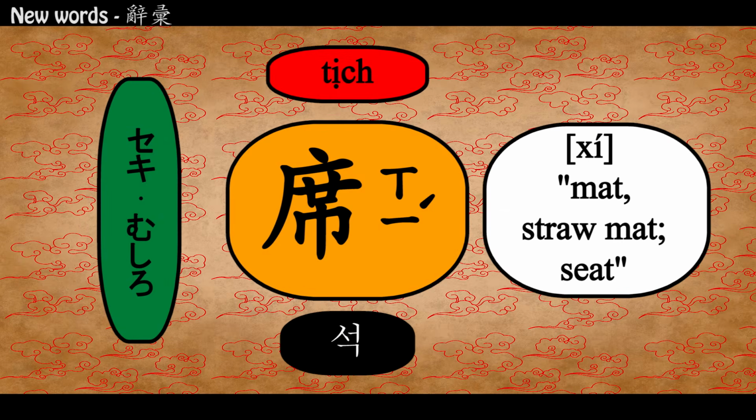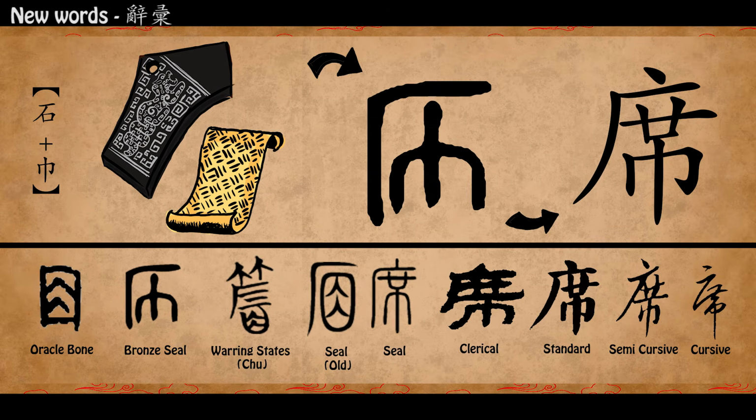Xi, mat, straw mat, seat. From shi, stone, giving the reading, over jin, cloth. A straw mat laid out on a stone floor. Cozy. Put in a gaming PC and I would be moving in there yesterday.